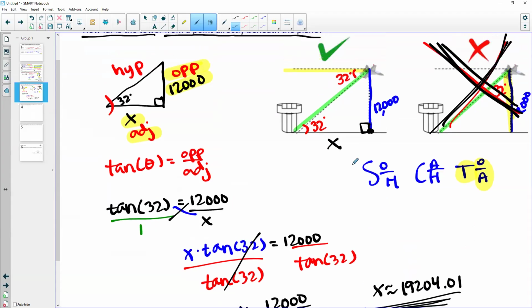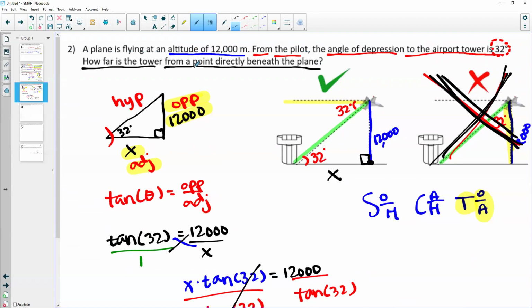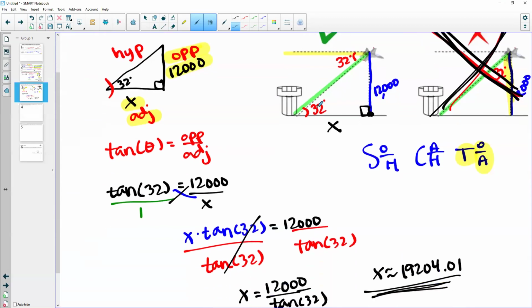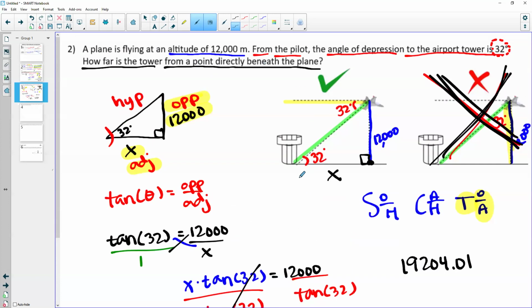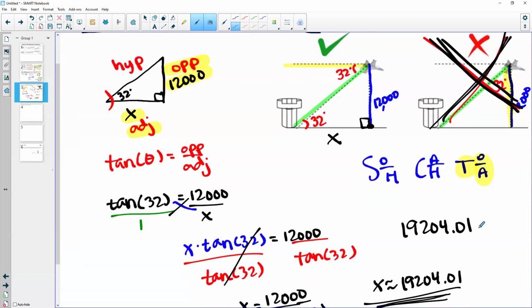So now we can answer the question. It says, how far is the tower from a point directly beneath the plane? It is 19,204.01, and the units here are meters. So 19,204.01 meters away. Let's do a few more problems and then we'll wrap up the notes here. So let's look at the next one. See how the next one's going to be a little bit different.